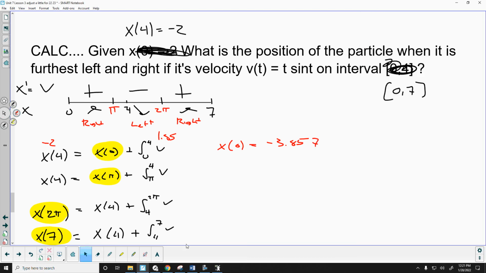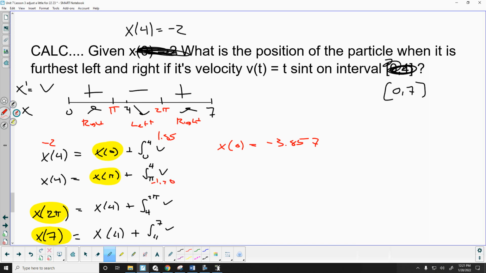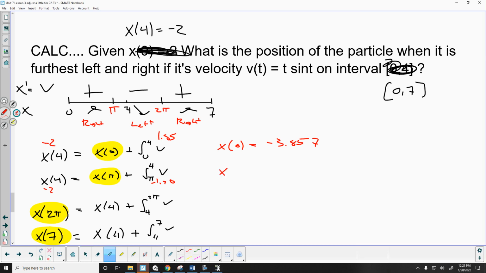Okay, now let's find my displacement between pi and 4. All right, go over here. Once you get the hang of this, it'll make sense. Okay, so negative 1.28. I'm going to have to subtract that from negative 2, do the opposite, or add the positive value. And I get x of pi, negative 0.716.